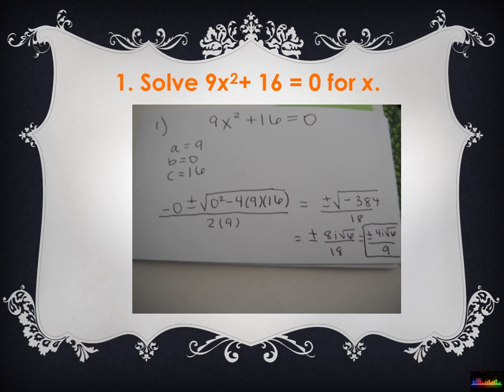So we have 8i square root of 6 because we took out the imaginary part. That is all divided by 2 times 9, which is 18. You can simplify 8 over 18 to 4 over 9. So your final answer is plus or minus 4i times the square root of 6 divided by 9. You get 2 answers when you solve this quadratic.